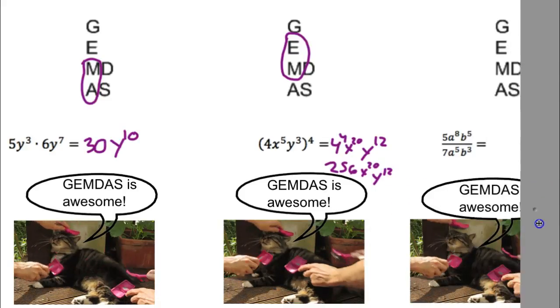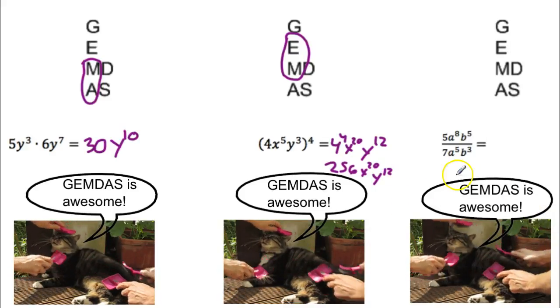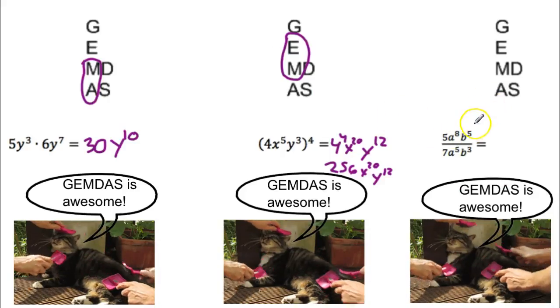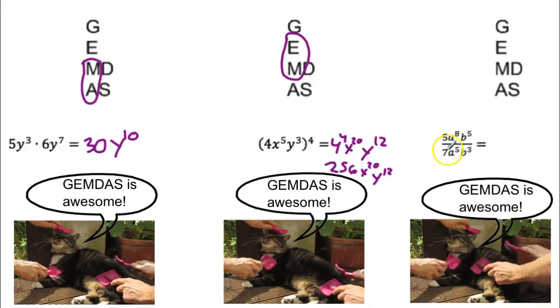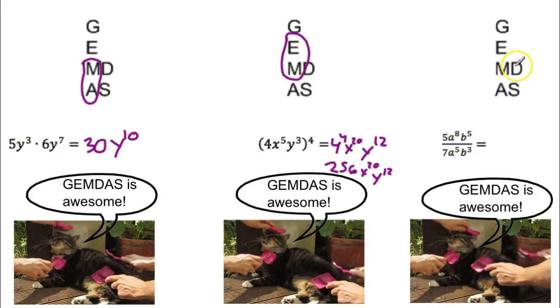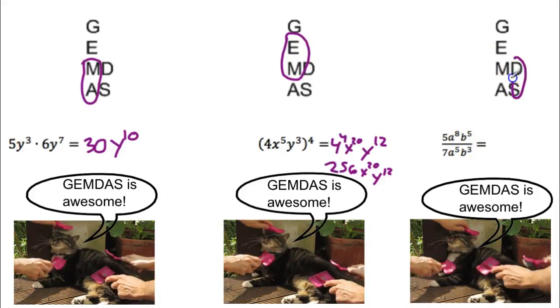All right, one more. What do we got here? So this is being divided: 5a to the 8th power, b to the 5th power, divided by 7a to the 5th power, b to the 3rd power. When you're dividing, we're going to subtract the exponents.